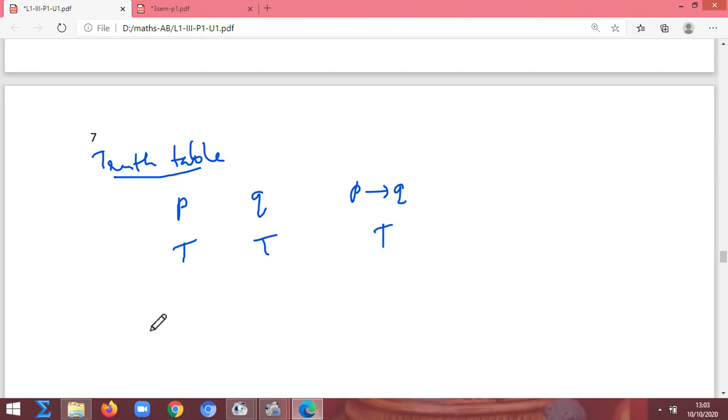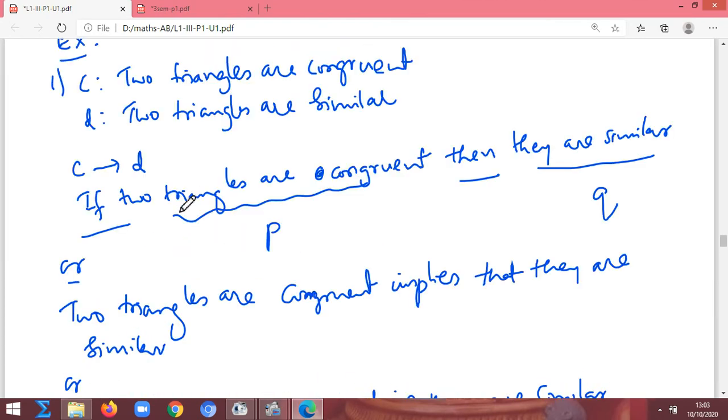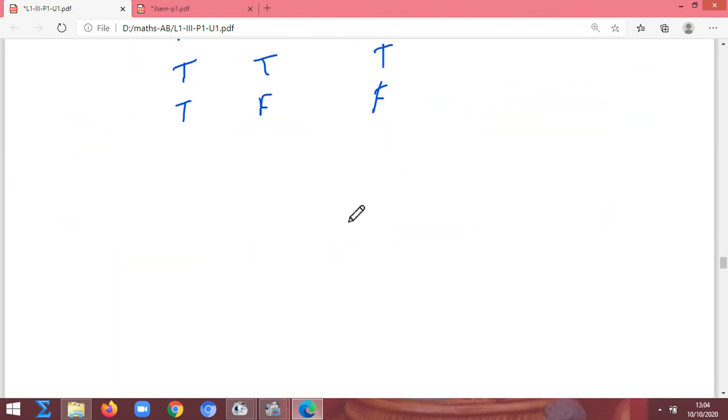Suppose P is true and Q is false. Then what about the total statement P implies Q? That will be false. In the above statement, if two triangles are congruent, take Q as they are not similar. Then P implies Q will be: if two triangles are congruent, then they are not similar. So, that is false, logically it is false.